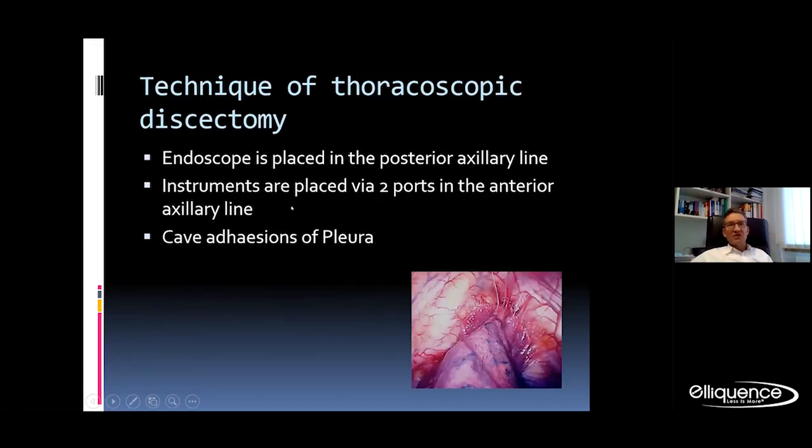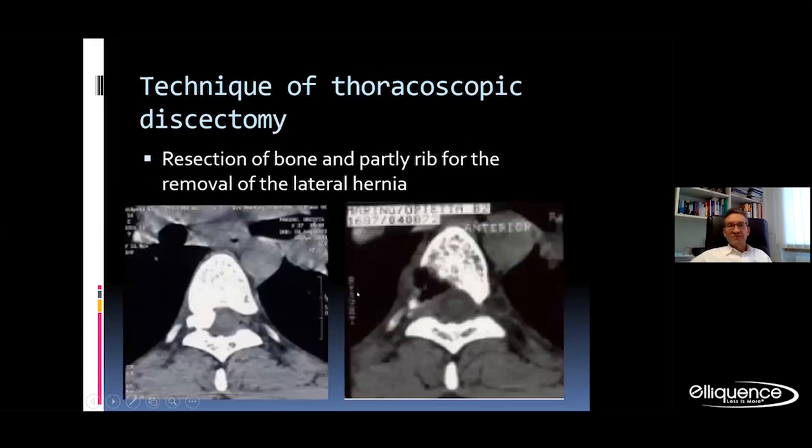So the endoscope is normally placed in the posterior axillary line, and the instruments are placed via 2 ports in the anterior axillary line. So you have different approaches for your instruments and for your scope. And you always have to be careful not to run into complications, for example, by adhesions of the pleura.